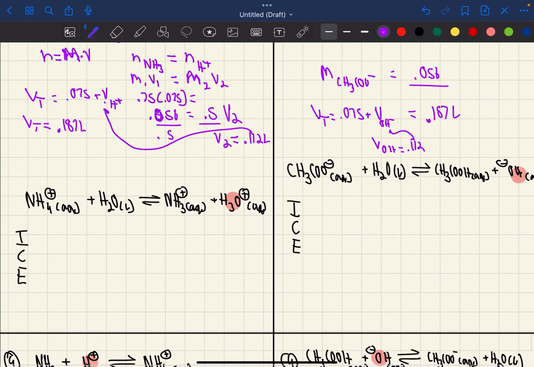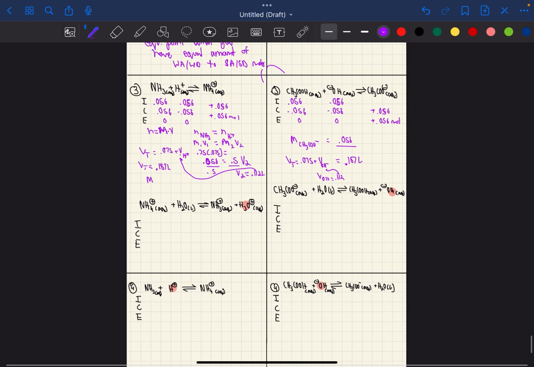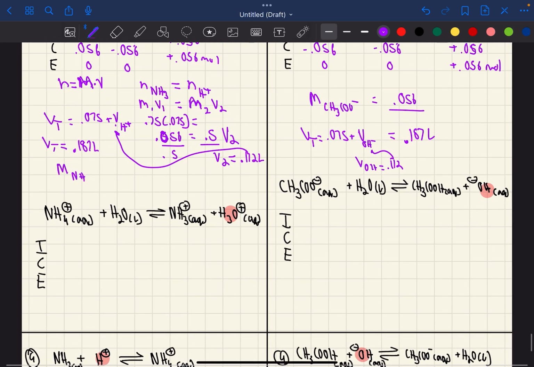So all you have to do is go ahead and calculate the molarity of your NH4 plus. It's going to be equal to 0.056 divided by 0.187, right? This is moles, and this is liters. So this is going to give you, I got something like 0.03 molarity, right?